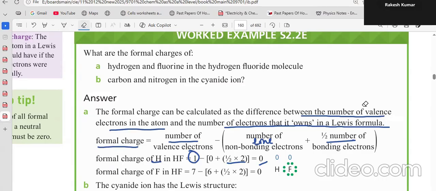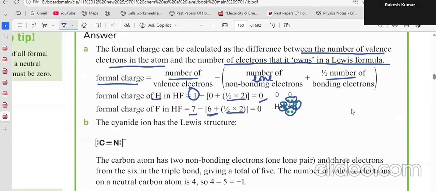There's no change, so it has not gained or lost any charge. Here, fluorine had first 7. Then how many lone pair electrons does it have? 2, 2, 2, 6. Half of the bonding pair, because one is fluorine and one is hydrogen, so it's 1. So 7 minus 7 is 0. Both of them don't have any formal charge. The molecule is also neutral.